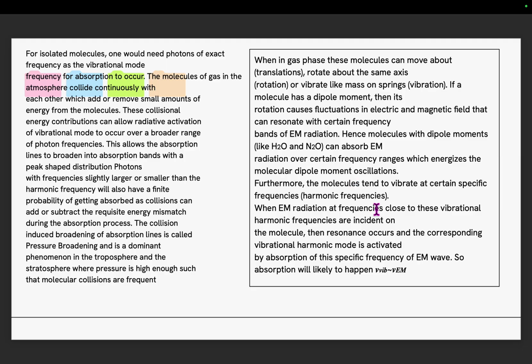Furthermore, these molecules tend to vibrate at certain specific frequencies. These specific frequencies are known as the harmonic frequencies. When electromagnetic radiation at frequencies close to this vibrational harmonic frequency is incident on the molecule, resonance occurs and the corresponding vibrational harmonic mode gets activated by the absorption of that specific frequency in the electromagnetic wave band.